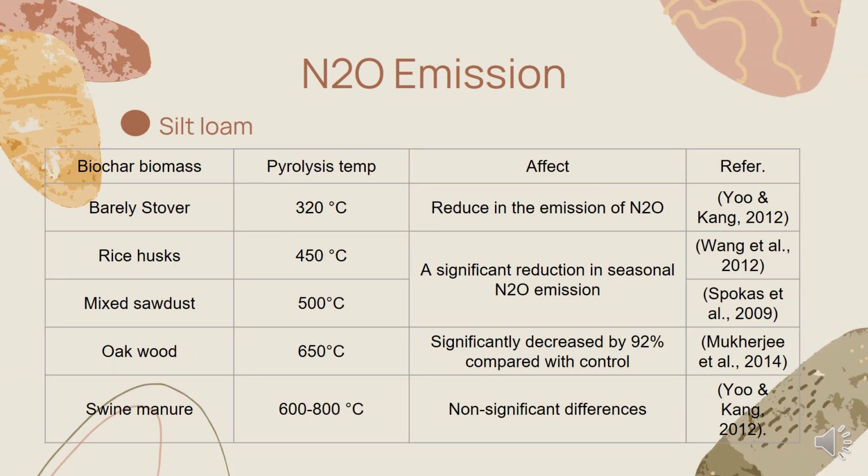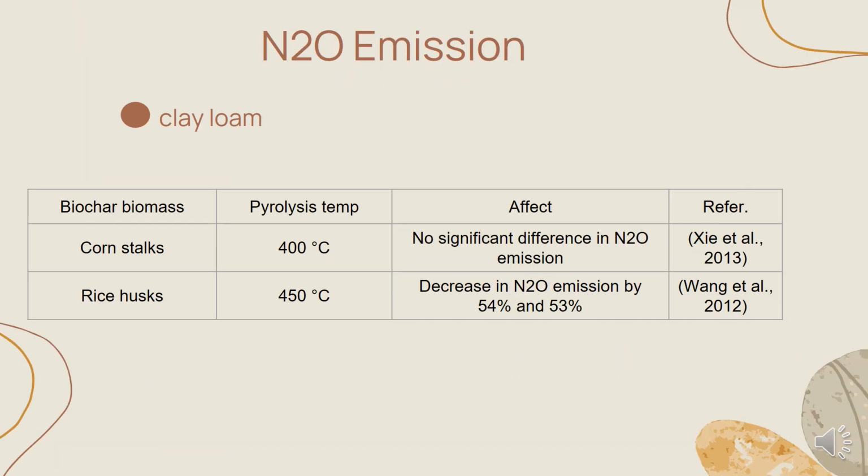Also in silt loam soils, the nitrous oxide emissions decreased, and the tables in the slide present and summarize some of those studies that measured the nitrous oxide emission after applying biochar in silty loam soil. However, there were not many studies conducted on clay loam soil to measure the emissions of nitrous oxide after applying biochar, and the existing studies have different results.